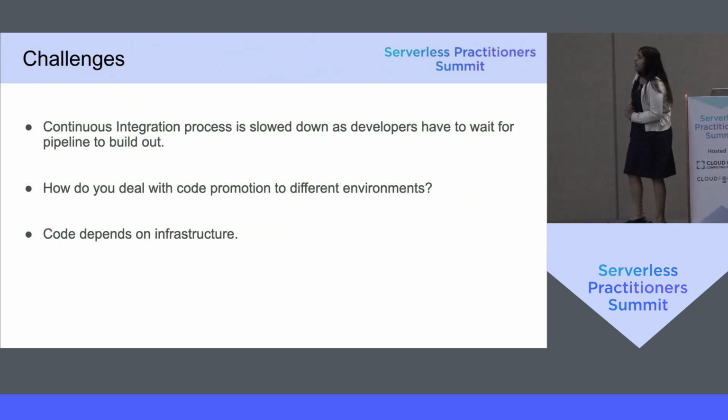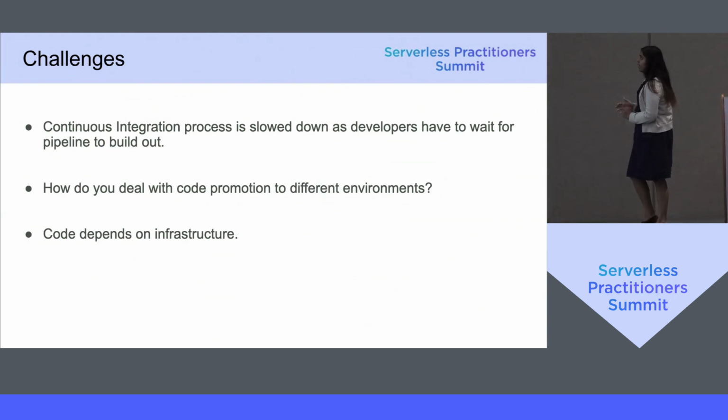So your continuous integration process is slowed down as a developer, as you have to wait for your pipeline to build. So how do you deal with that? How do you deal with all of those components and building them out? And then how do you deal with code promotion to different environments? That kind of speaks for itself.